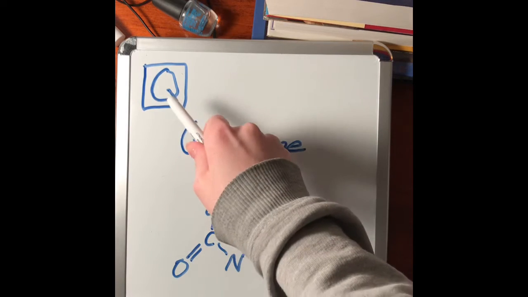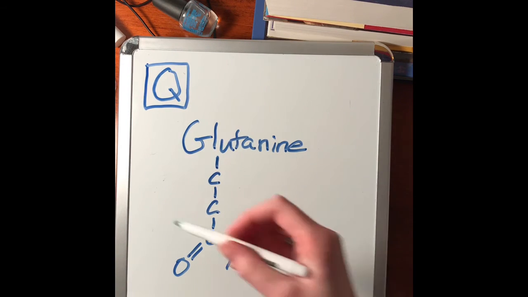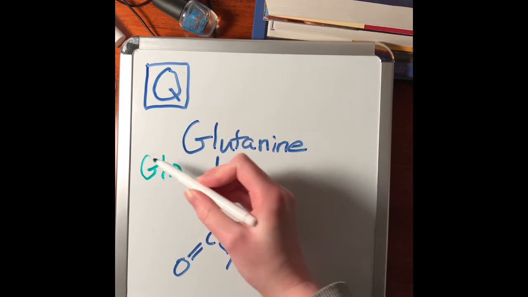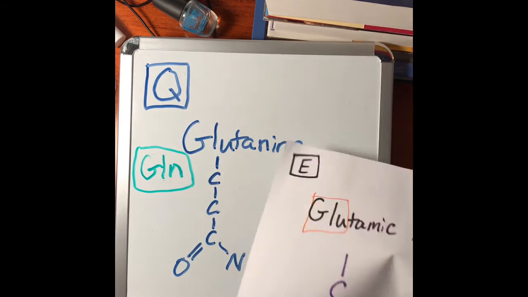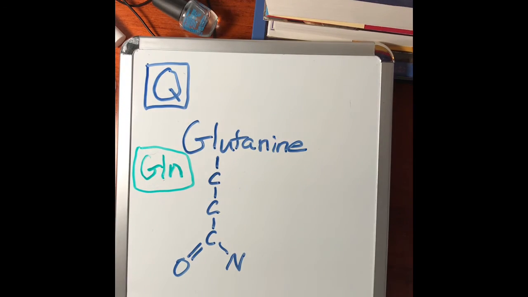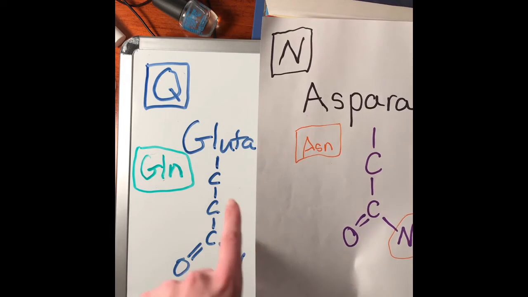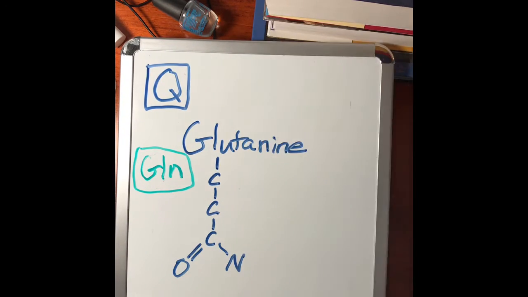This is glutamine, and it corresponds to the letter Q. I don't know why, but it does. And its 3-letter abbreviation is GLN. Because again, if it was the first 3 letters of its name, it would get confused with glutamic acid. Since glutamine has a similar structure to asparagine, it has 1 more carbon. Because like asparagine, glutamine's last carbon has a double bonded oxygen and amine group.